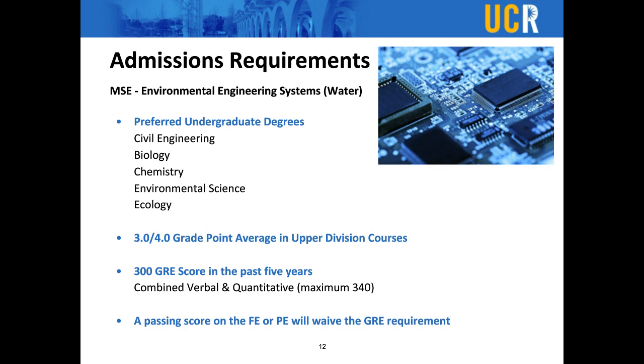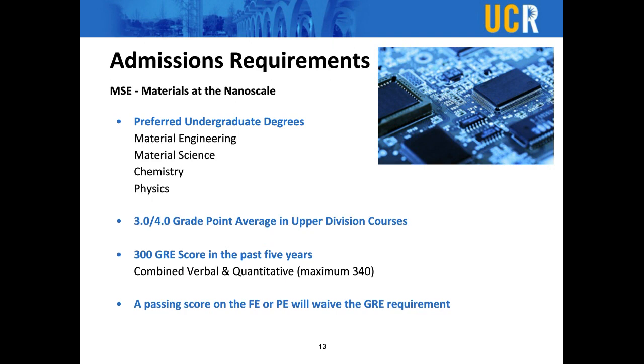David? Looking at the materials for the nanoscale specialization, this specialization does have a lot of tones that revolve around chemistry and chemical engineering. So it's no surprise to see that one of the preferred undergraduate degrees here is going to be in chemistry, along with physics, material science, and of course material engineering. Again, like the other programs, this does have the flexibility that if you are deficient in one specific area, another area can help boost you up. And just like the previous specializations, having that FE or the PE will waive the GRE requirement.